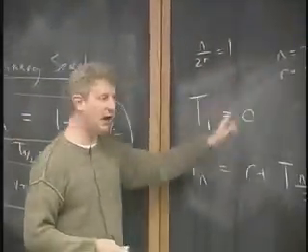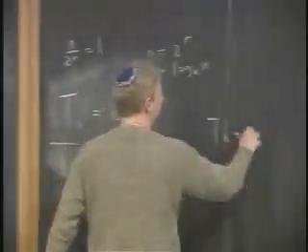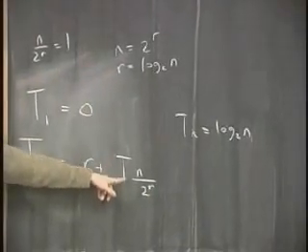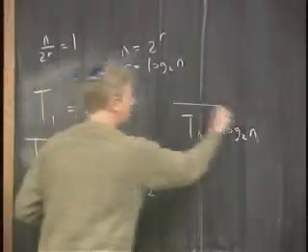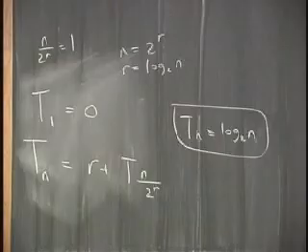If I do it that many times, and then I see what I get here, I get t sub n equals log base 2 of n plus t of 1, and t of 1 is equal to 0. So here's my closed form solution for this recurrence equation. And we say that binary search is a big theta log n algorithm. It's a very fast algorithm.